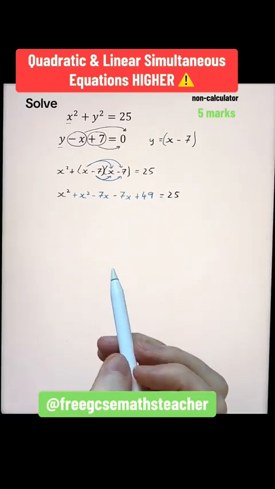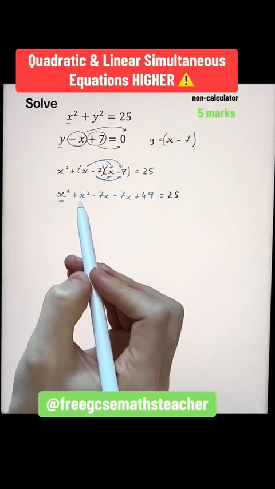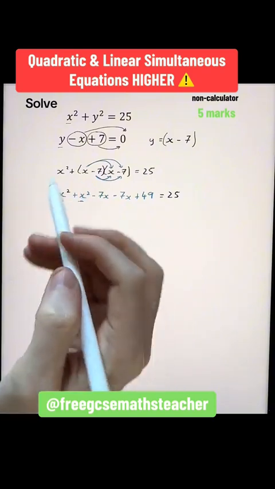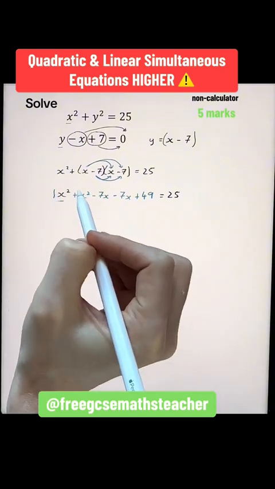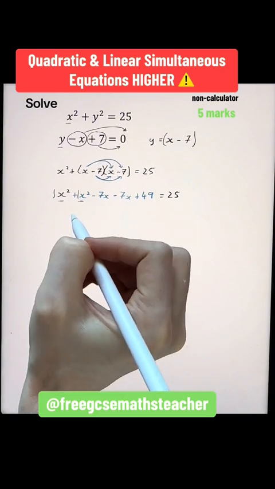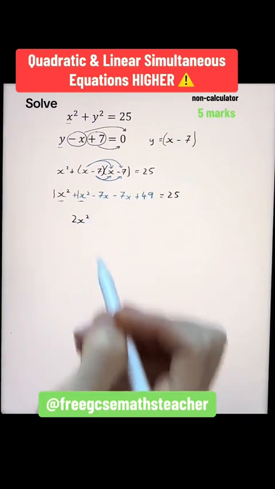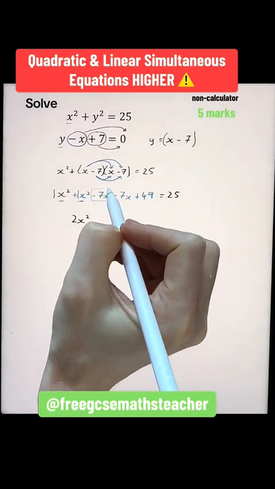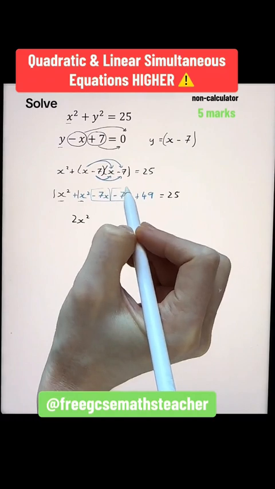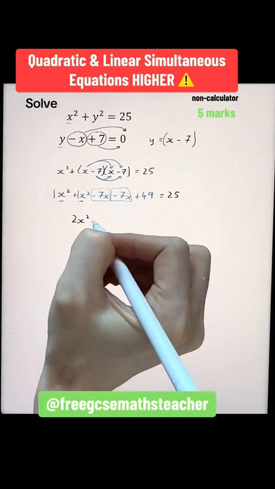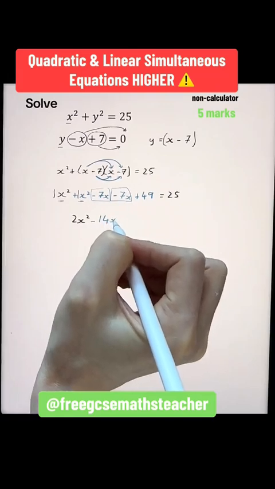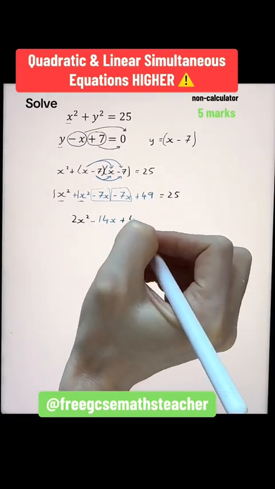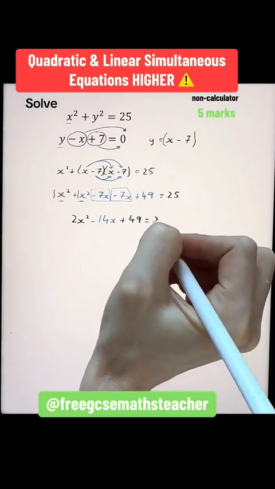Collecting like terms on the left-hand side, here I have x squared plus x squared. They're like terms as they both end in x squared. If there's no number in front of a term, the number is 1. So one lot of x squared plus one lot will give us two lots of x squared. Collecting my single letters of x, here I've got negative 7x, subtract another 7x. Negative 7, take away another 7, will simplify to give us negative 14x. I've still got plus 49, and on the right-hand side, my equation is still equal to 25.